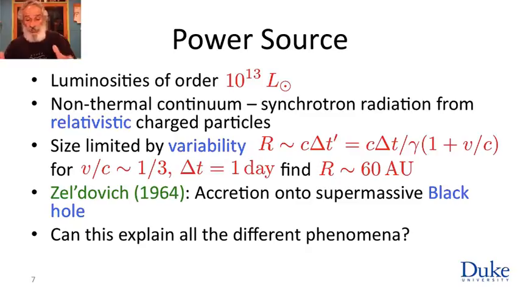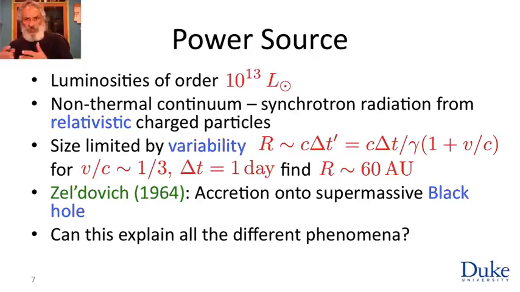An object cannot vary over a time delta t if its size is much larger than c times delta t, because then the different parts of the object can't act in concert over those times. And so the size of an object is limited by about c times delta t, where delta t is the length of time over which it varies. But in this case, the object is moving relativistically. We have to be careful. The delta t in question is the delta t in the rest frame of the object. When we compare that to us, we have to take into account both that the object is moving, so there's a relativistic time dilation factor gamma, and there's a Doppler effect. Later signals come to us from farther away, so there's another factor of 1 plus v over c.